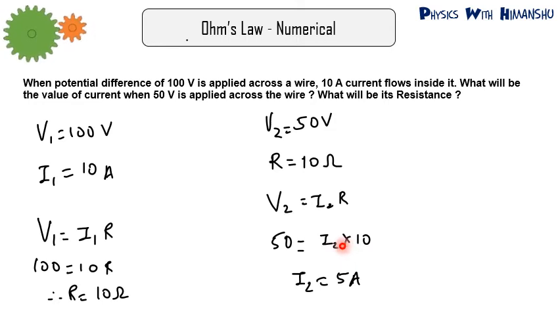The basic and most important thing is that the value of R does not depend on V and I. If you increase V, I will increase. If you decrease V, I will decrease. R depends on some other parameters that we will discuss in upcoming lectures.